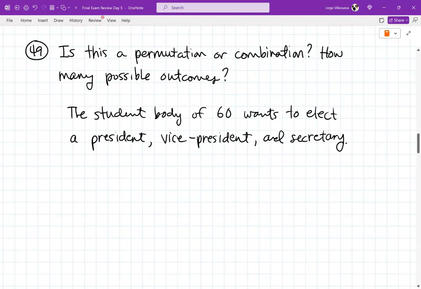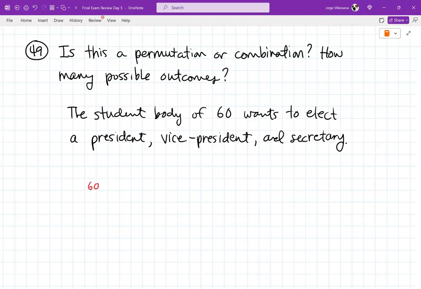Okay, how many possible outcomes? A student body of 60 wants to elect a president, vice president, and secretary. So they're picking 3 people. And the order in which they're picking them is going to make you a president, a vice president, or a secretary. So does that matter or not matter? It matters, right? So this is going to be a permutation.